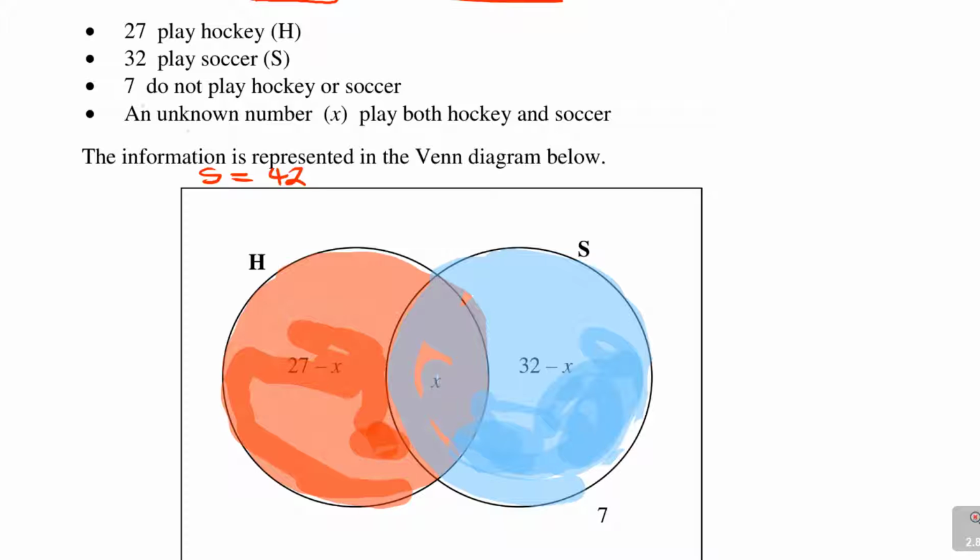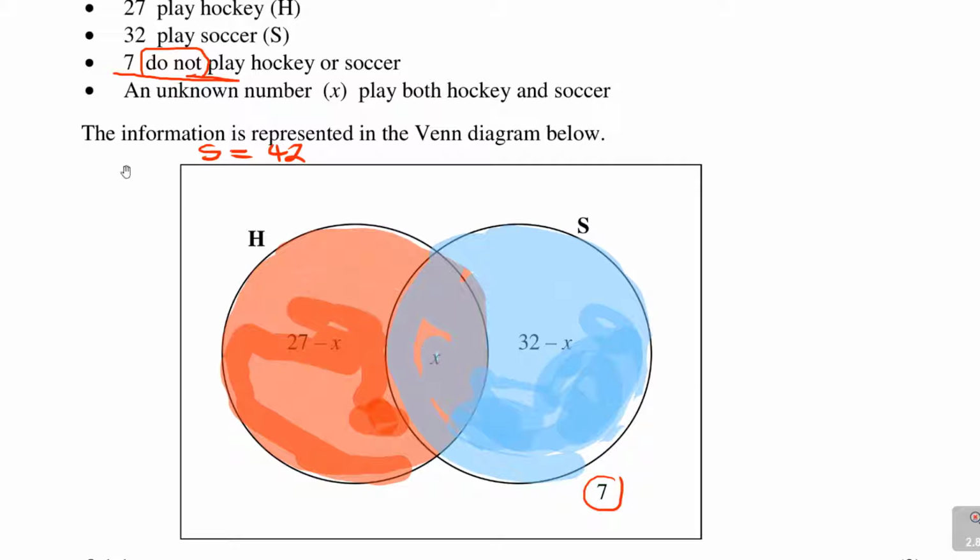But now it says 7 do not play hockey or soccer. So there's 7 of them here. They play neither. 7 do not. So you can see there is our number 7 here. Now, if they say they do not play, look at it. It is outside the 2 circles, but it is part of the what? Of the Venn diagram.